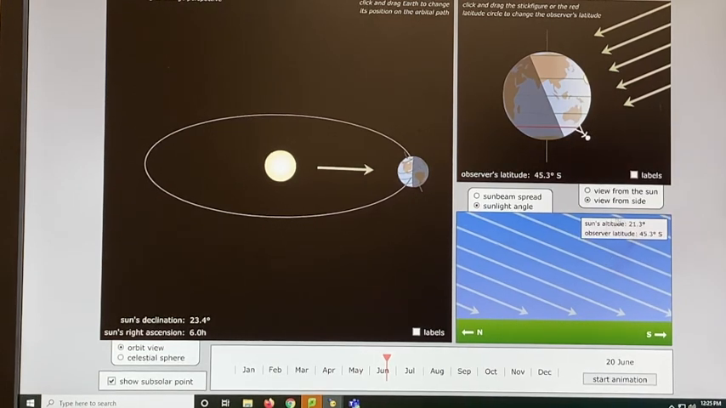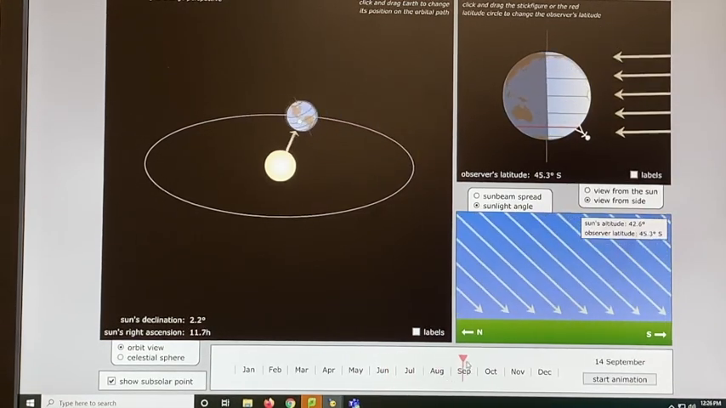Close enough. Sun's altitude is 21.3 degrees, so it's quite low in the horizon. So at that point, you're in the southern hemisphere. The sun is much lower in the sky at noon during our summer. All right, next thing we're going to do is go on to the equinox, the fall equinox.